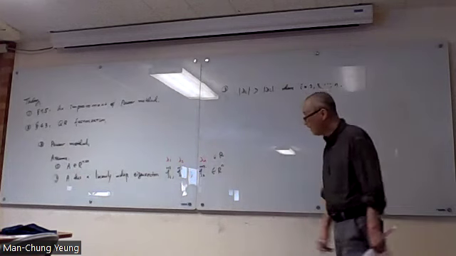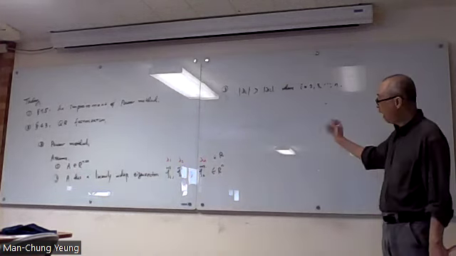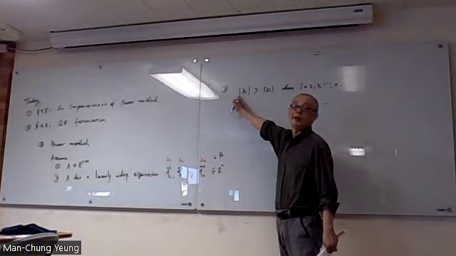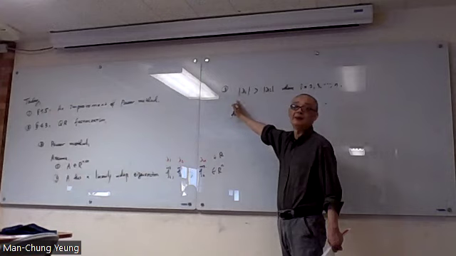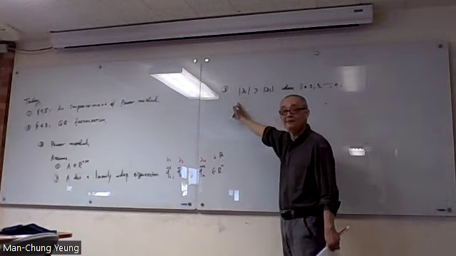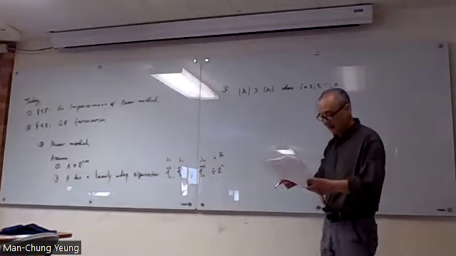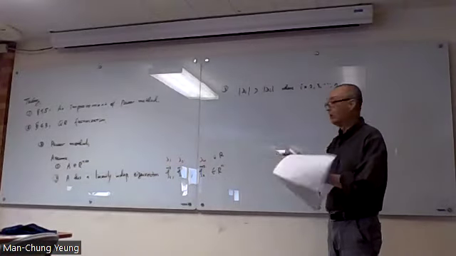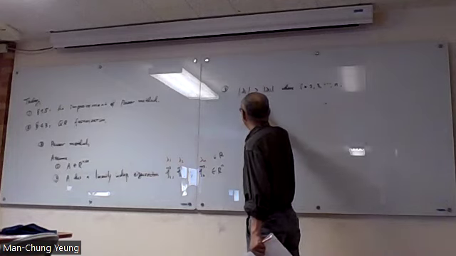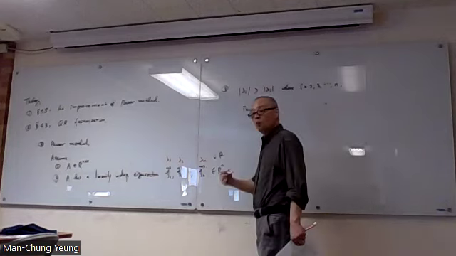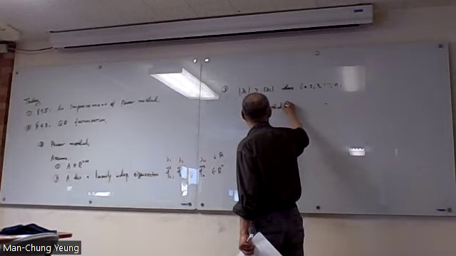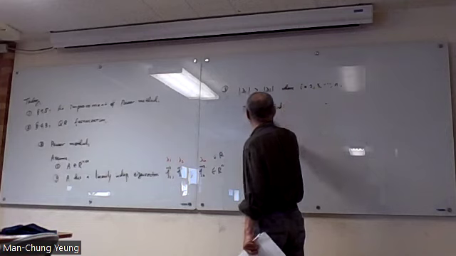Now, what is the power method? The power method computes lambda 1, only one eigenvalue, the dominant eigenvalue. How does the power method work?